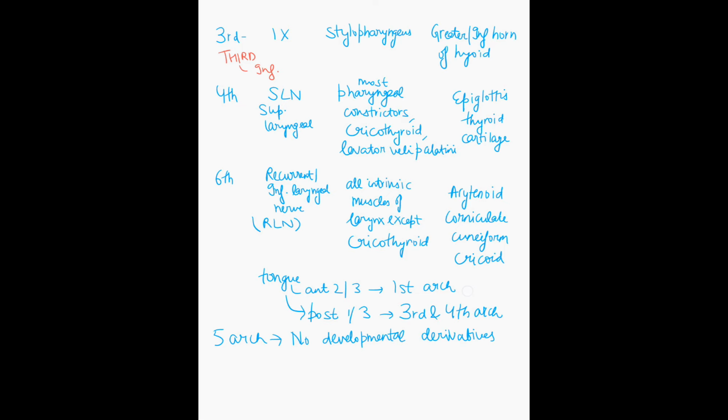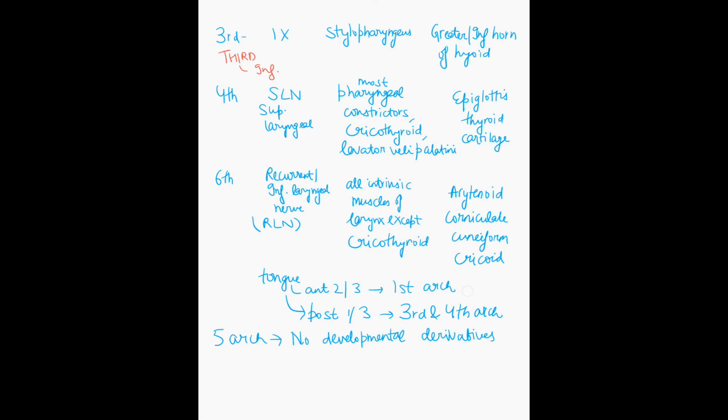And what are the cartilages? Which cartilages are left beyond epiglottis? After epiglottis and thyroid, we have arytenoid, corniculate, cuneiform, and cricoid. A, C, C, C. Then next we have the development of the tongue.